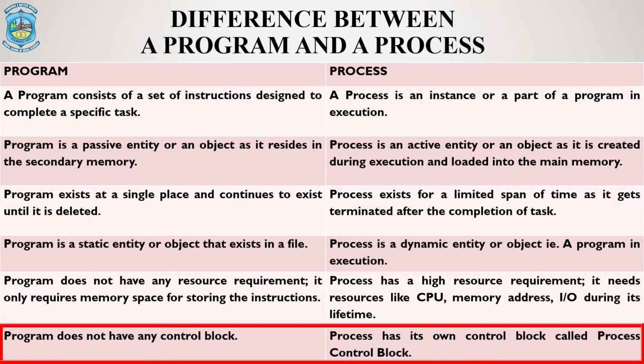The last difference we see here is program does not have any control block, whereas process has its own control block which is known as PCB or process control block. As soon as a process is created, automatically process control block is also created by the operating system.